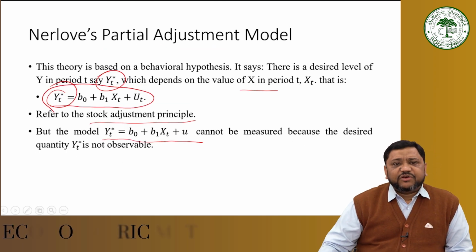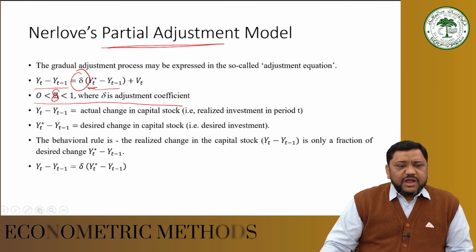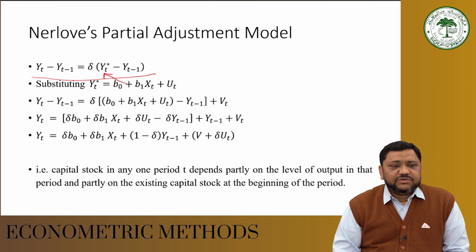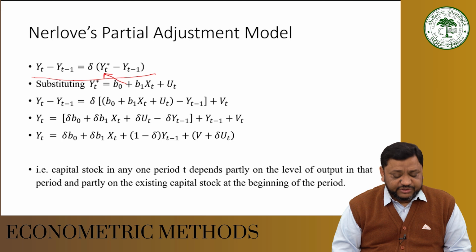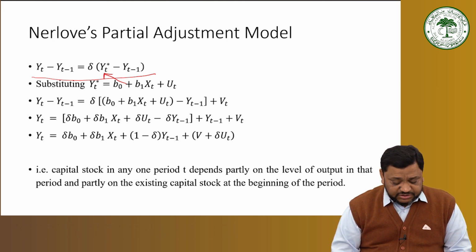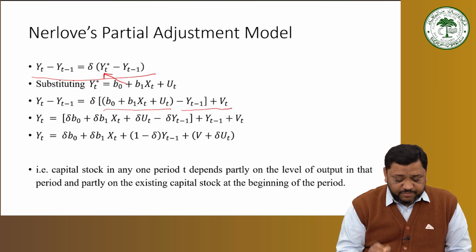Yt asterisk is equal to b naught plus b1 x1 plus ut. Now this value we insert in the above equation. So what we finally get is Yt minus Yt minus 1 is equal to gamma, then the value of Yt asterisk, that is b naught plus b1 xt plus ut, minus Yt minus 1, plus Vt.